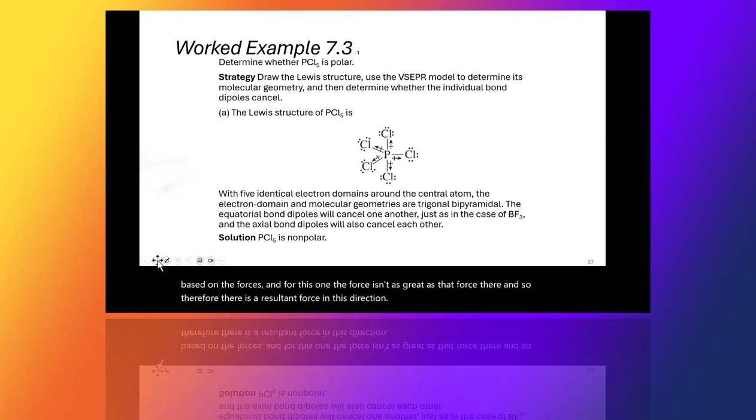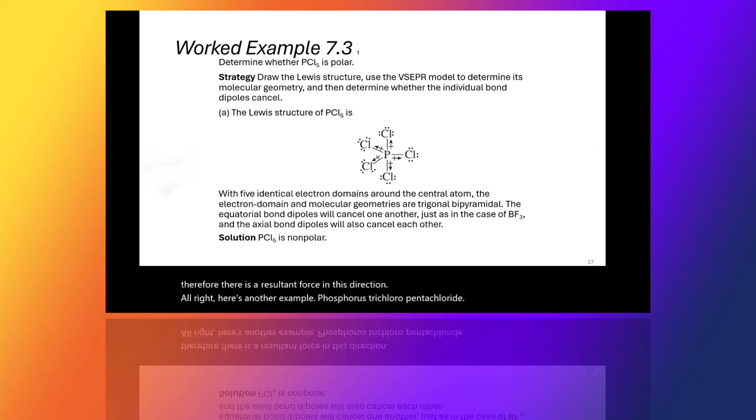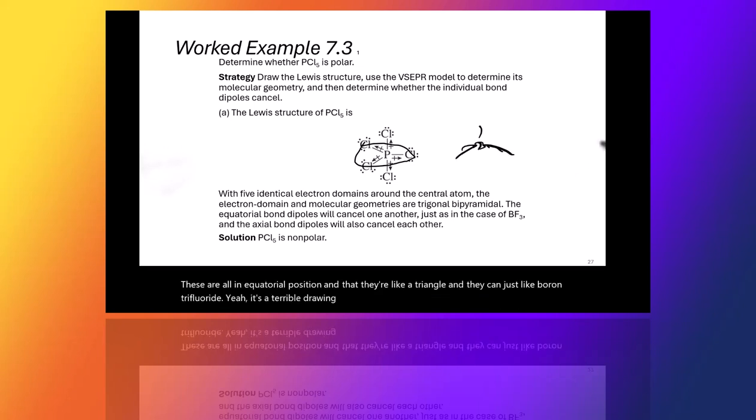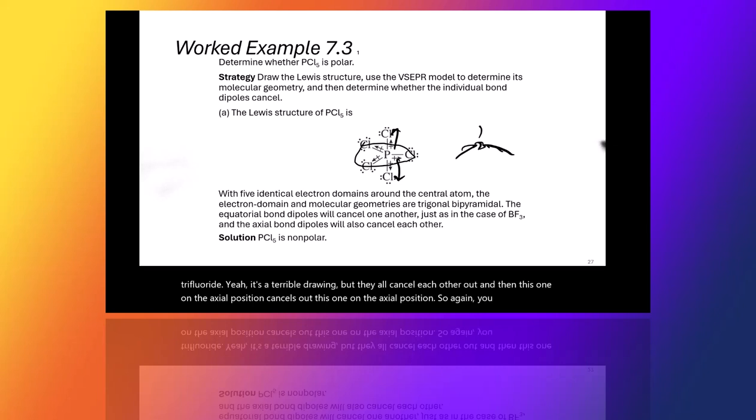All right, here's another example, phosphorus pentachloride. All these forces cancel each other out. These are all in the equatorial position, and they're like a triangle, just like boron trifluoride. Yeah, it's a terrible drawing, but they all cancel each other out, and then this one on the axial position cancels out this one on the axial position. So again, you have polar bonds, but based on the geometry, phosphorus pentachloride is nonpolar.